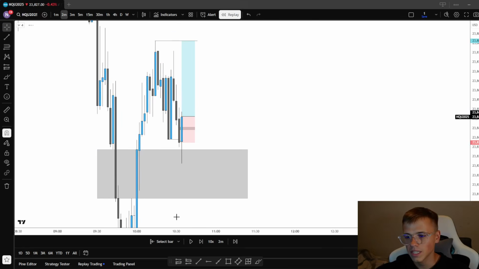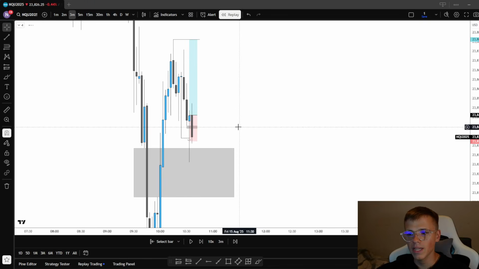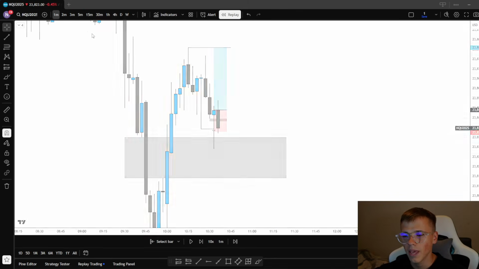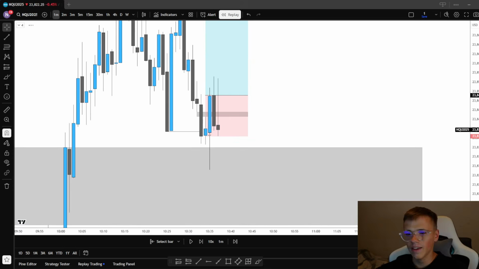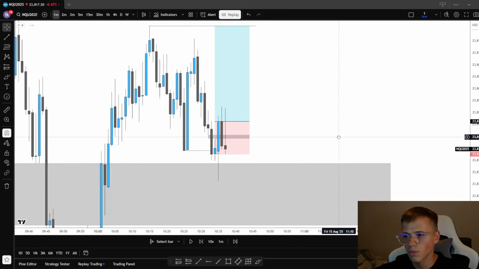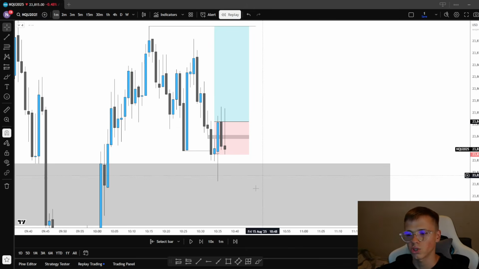You can see we are inside an open fair value gap right here, and it just wasn't viable. If I saw that we had a 3 minute fair value gap right here above, I just wouldn't take it, and I took it. I also placed my stop loss a little bit too tight, but that's not important. What's important is that it wasn't valid at all. So I took it, I put my stop loss right here and just got stopped out.